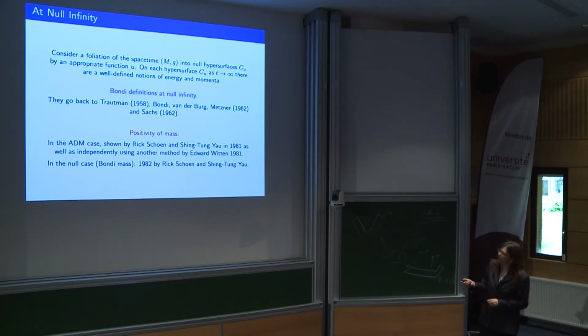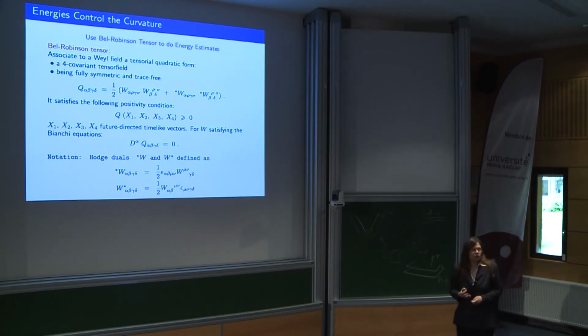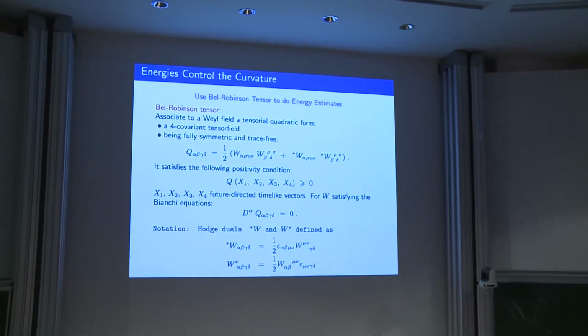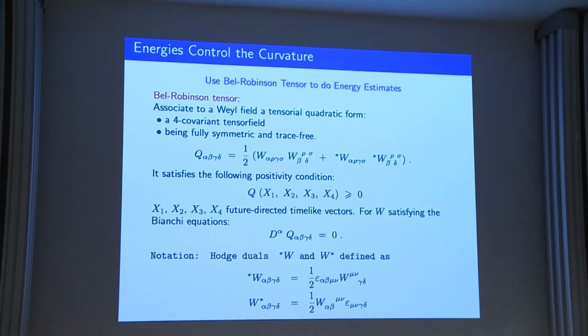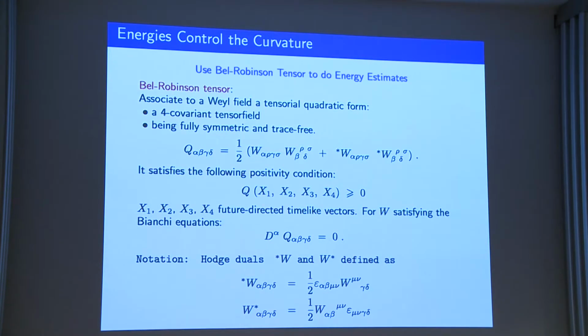A famous theorem, of course, in GR is that mass is positive. This was shown by Schoen and Yau in 1981, and then also by Ed Witten separately. And then in the Bondi case, this was also studied by Schoen and Yau later. So first of all, energy, what's now the real good way to talk about energy? Energy controls the curvature, first of all, but what kind of energy? So we use the Bel-Robinson tensor quite often. So here's one solution to this problem. So we can think of the Bel-Robinson tensor.